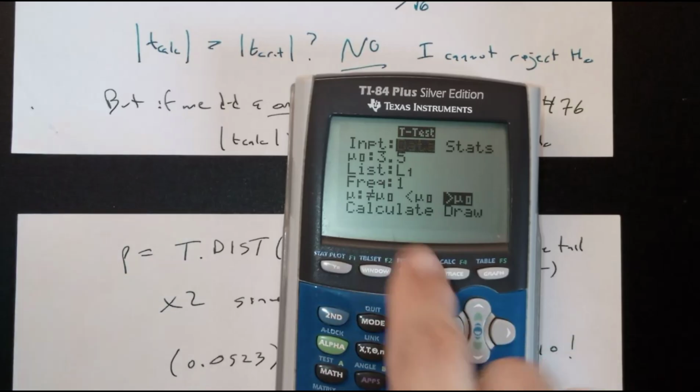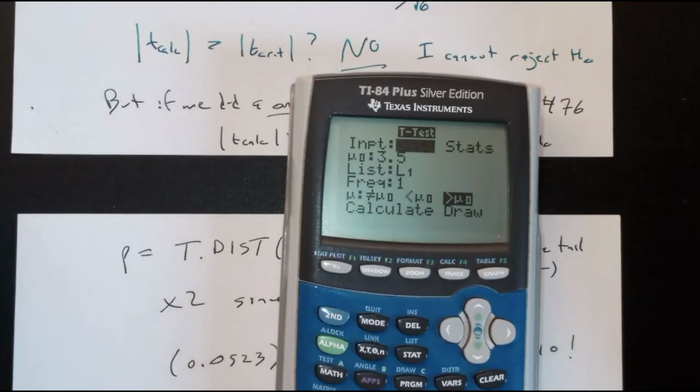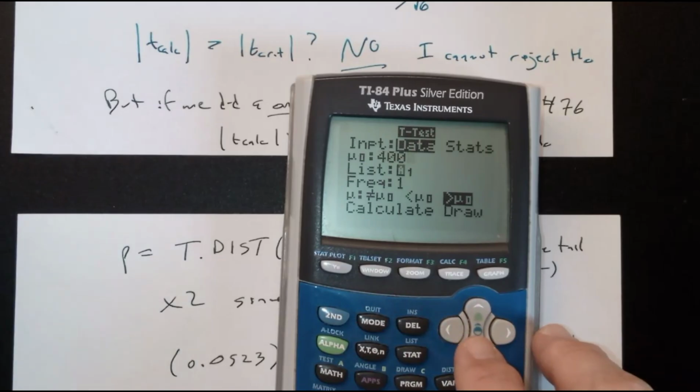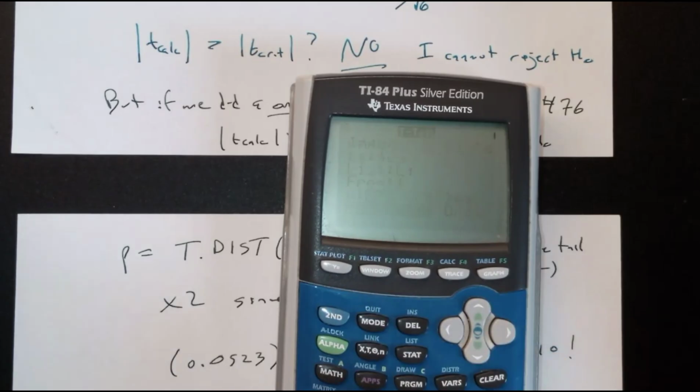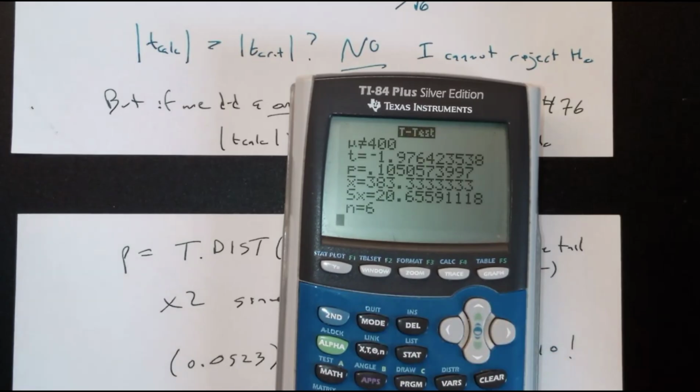My benchmark, on the other hand, is the benchmark from our previous version. The last T thing we did had an average of 3.5, right? So it's still remembering that number. I have to change that to be 400. And then I have to tell it which kind of test I'm doing. We did a two-tail. Calculate. And there's my p-value.